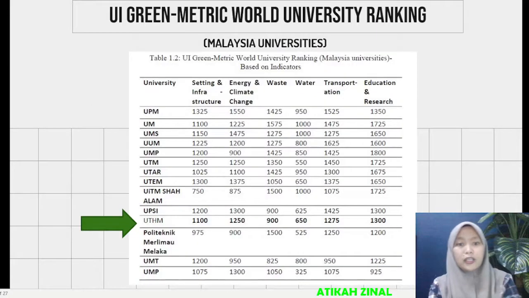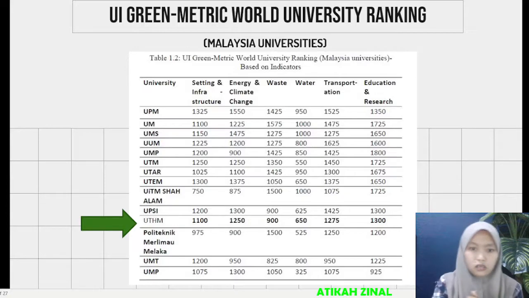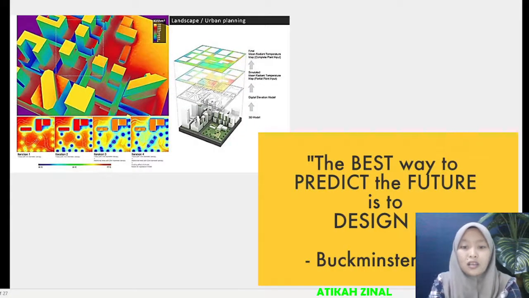This is the UI GreenMetric World Ranking. We can see here UTHM is at the 11th place, and the first place is UPM. This is among the 23 universities in Malaysia involved in the UI GreenMetric World Ranking. This is one of the quotes that I really like: the best way to predict the weather is to design it.